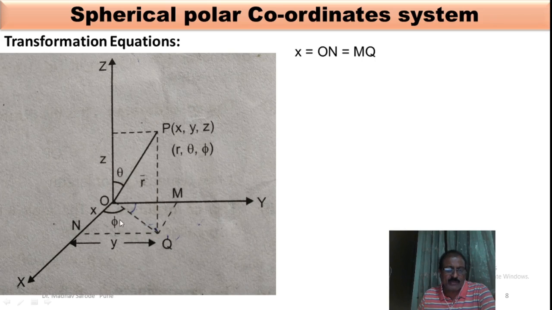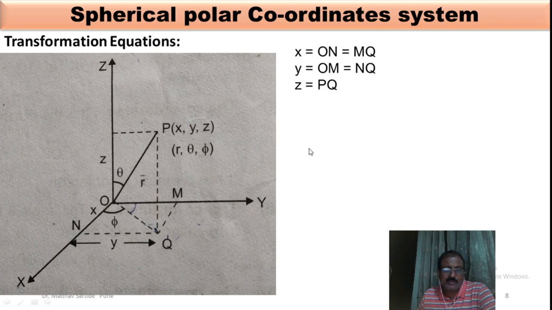Similarly, what is the value of y? Y is nothing but OM, and OM is parallel to NQ. So therefore y equals OM or NQ. And then what is the value of z? Z is nothing but PQ. PQ is parallel to the z axis, so that distance is nothing but z.